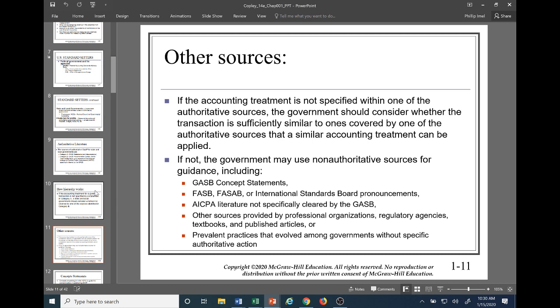If you can't find any of that, if all else fails, then they allow us to use non-authoritative sources. And this is just a list of some of them. I'm not going to read them, but here's a list at the bottom of what some of these non-authoritative sources are. This is after you have already gone through all other possibilities. You just can't find anything else. Then you're allowed to use this.